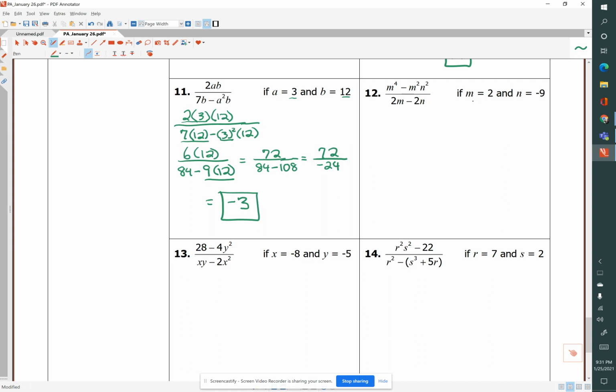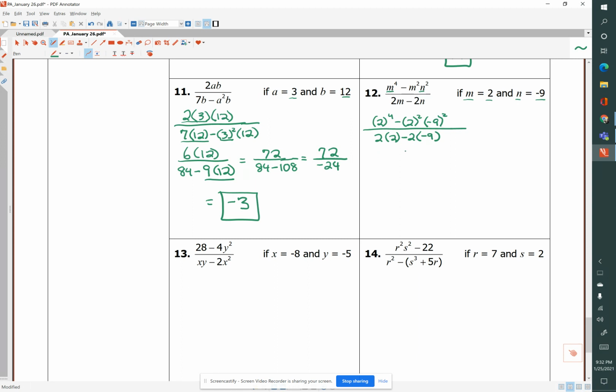Number 12, m equals 2 and n equals negative 9. So where we see m, we substitute 2. Where we see n, we substitute -9. So 2 to the 4th power minus 2 to the 2nd power times -9 to the 2nd power. All that is divided by 2 times 2 minus 2 times -9. So where to start? We start with those exponents.